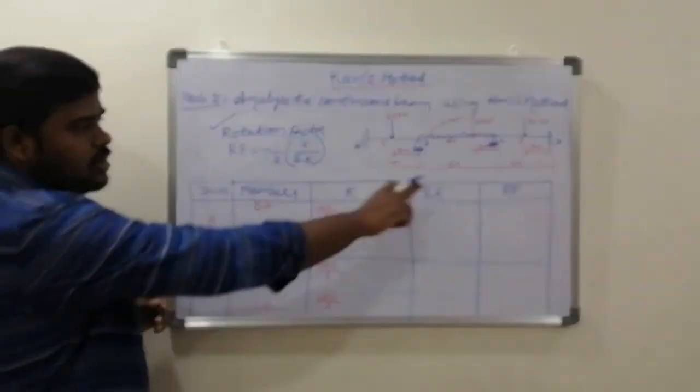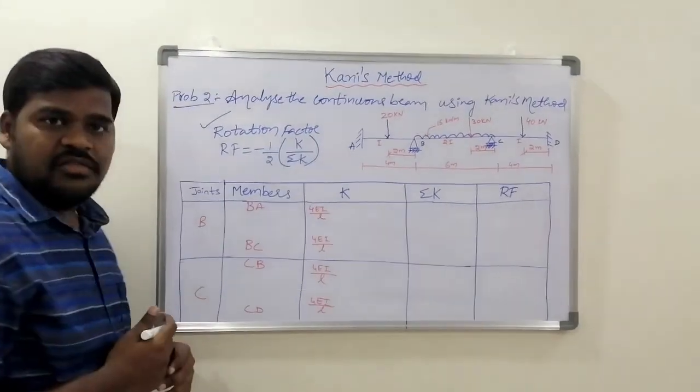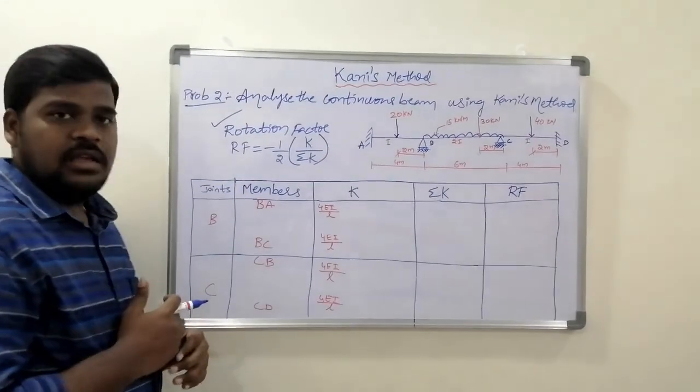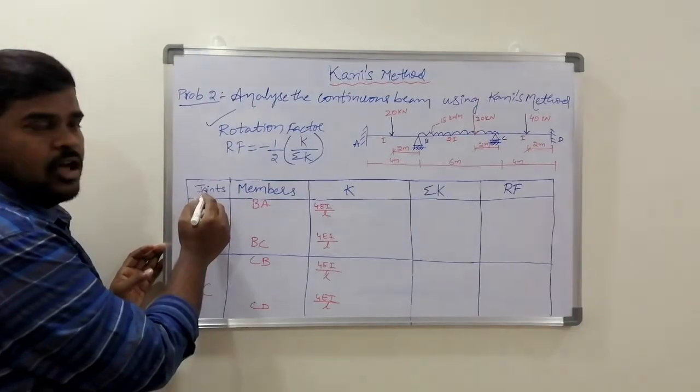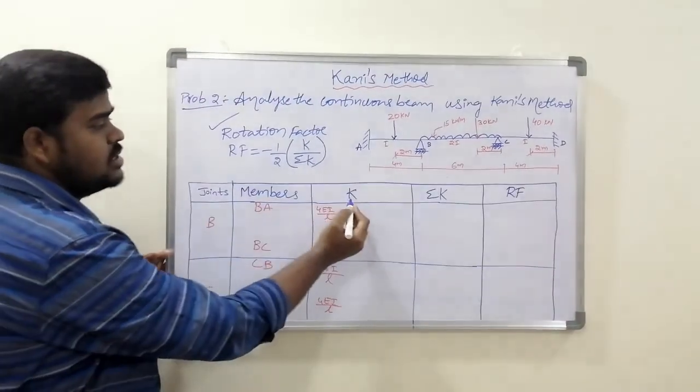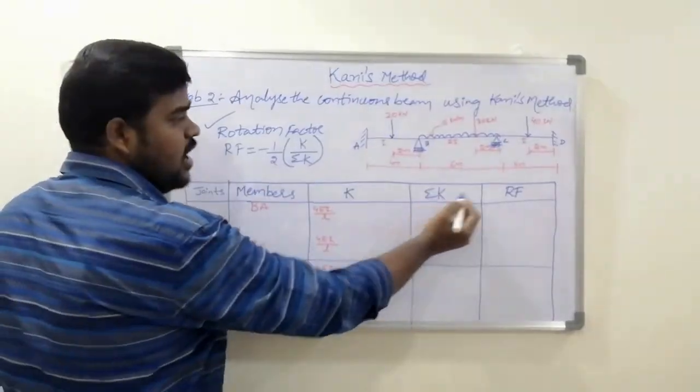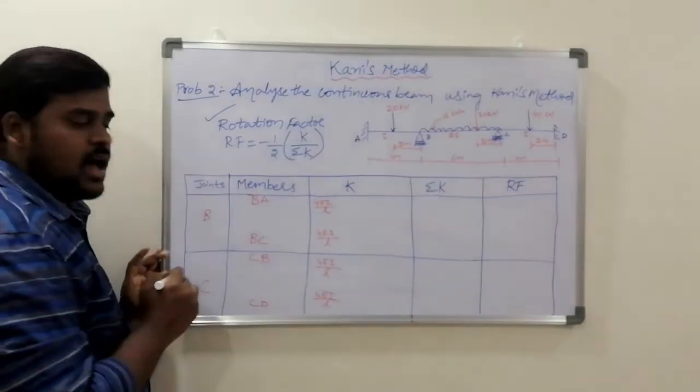After this we have to draw a table. After step 1, a tabular column in this format must be drawn. For that, the first column is joints, next members, K, sigma K, and rotation factor RF.